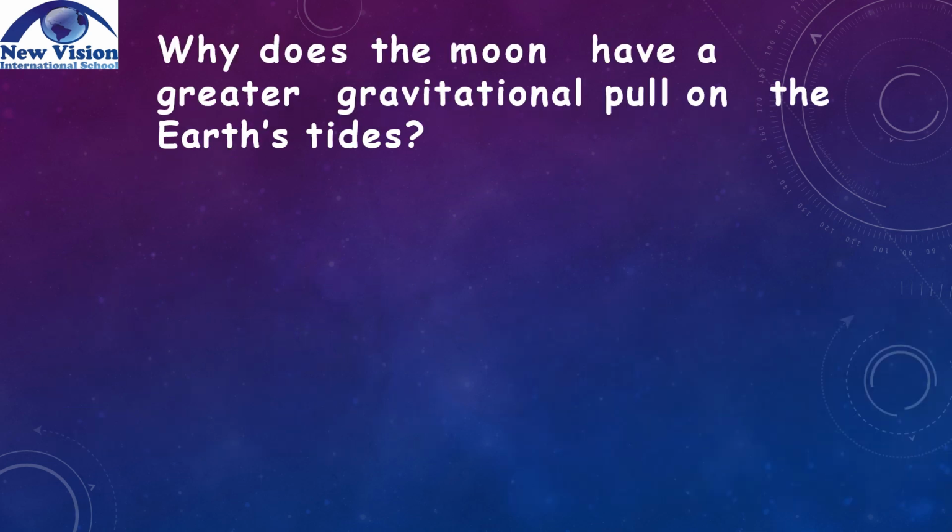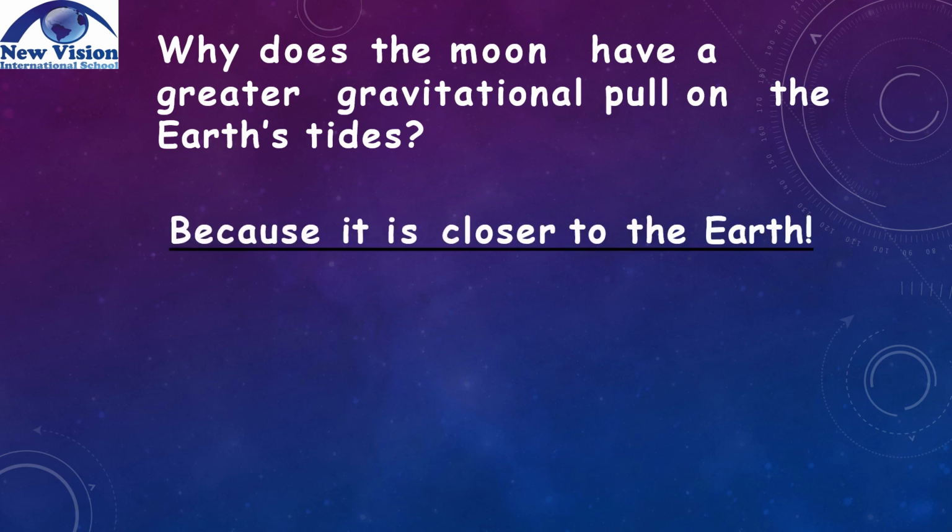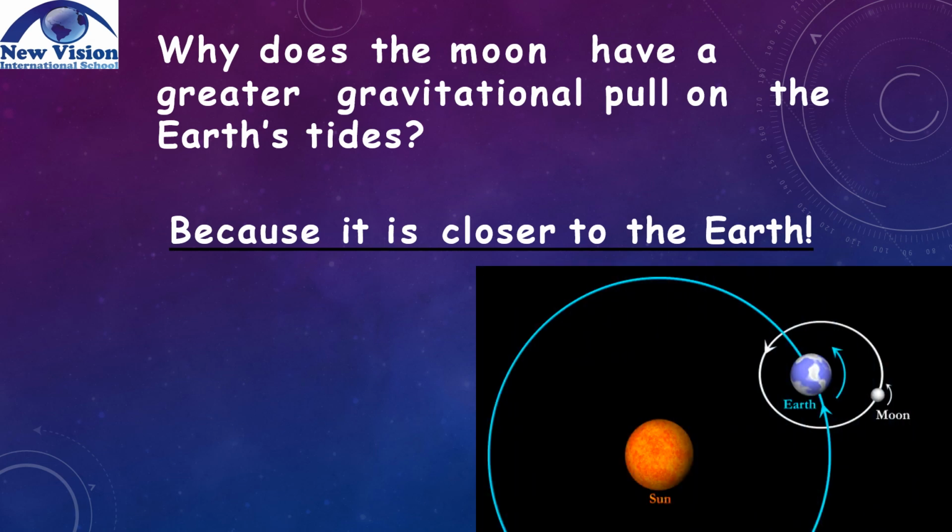Why does the moon have a greater gravitational pull on the Earth's tides? So I'll give you 5 seconds to answer this question. Okay, time's up. The correct answer is because it is closer to the Earth. Did you get the correct answer? Well done.